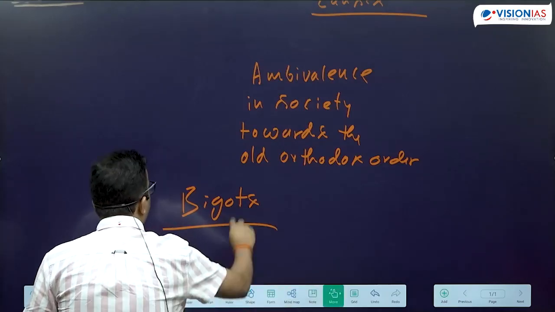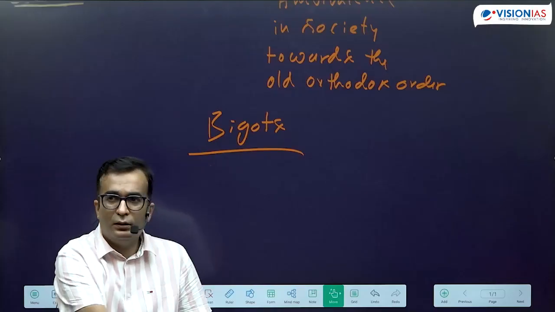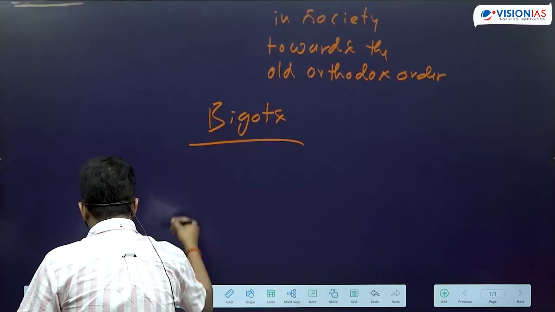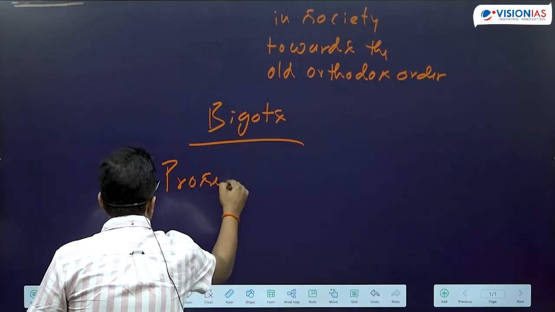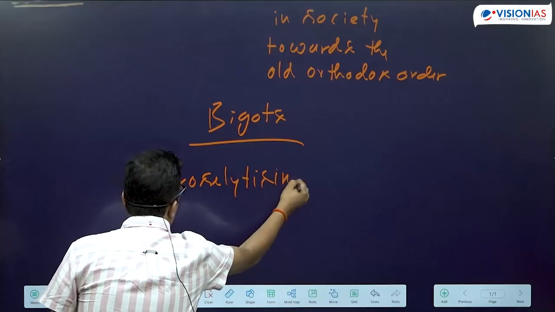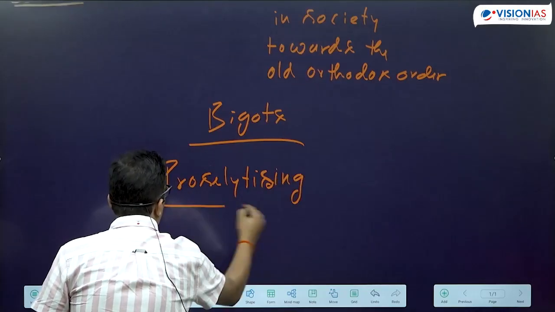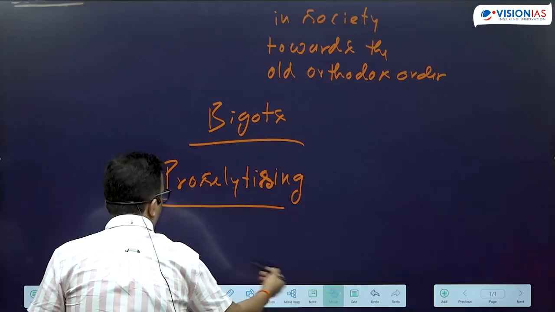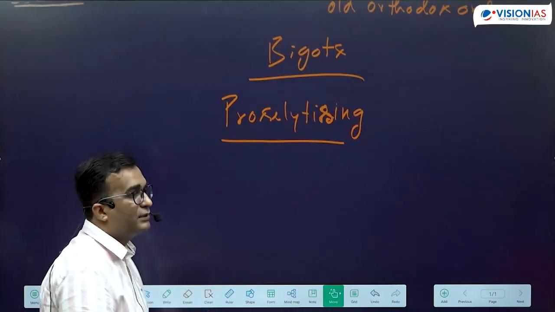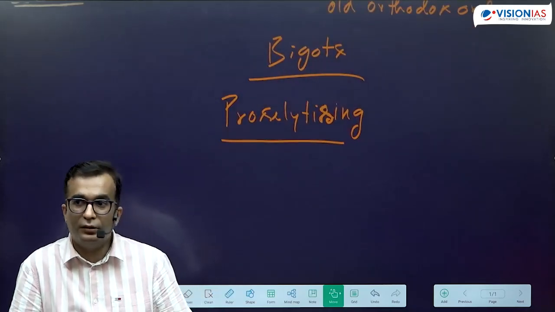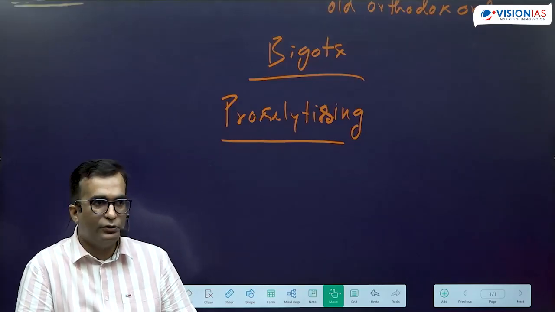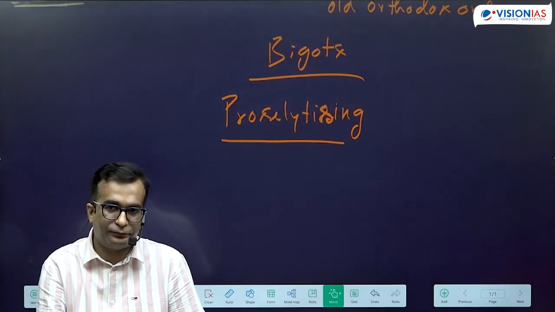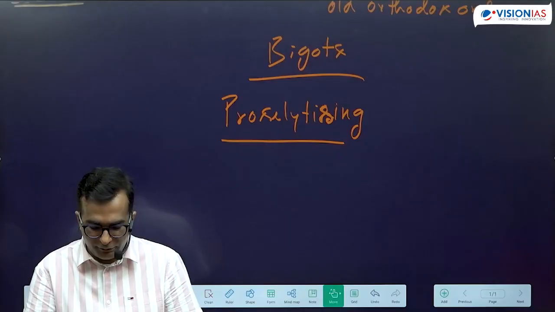Then next you write, the proselytizing activities. You can see the spelling of this one. Proselytizing activities of Christian missionaries. What does it mean? Proselytizing. Tell me. Conversion activity. Okay? So the proselytizing activities of Christian missionaries further fueled the fire.